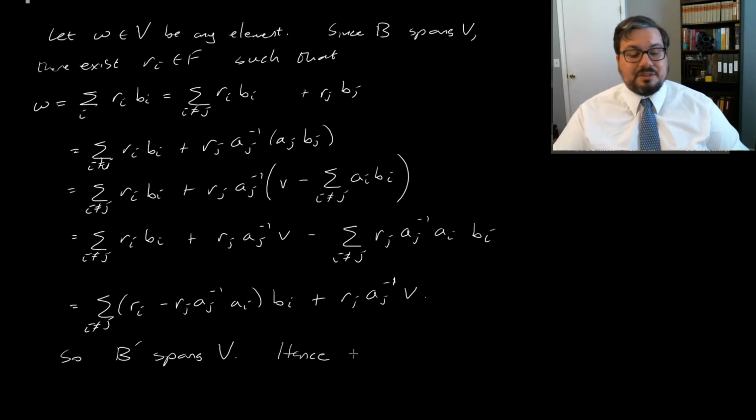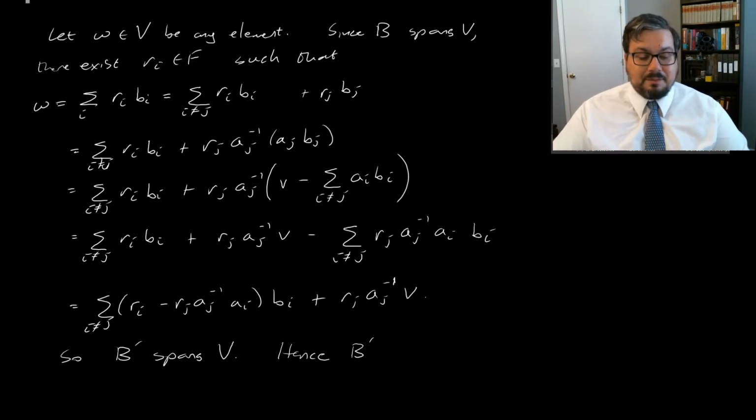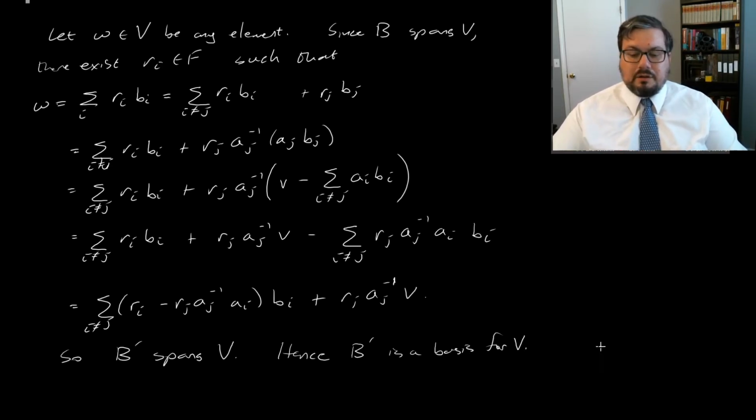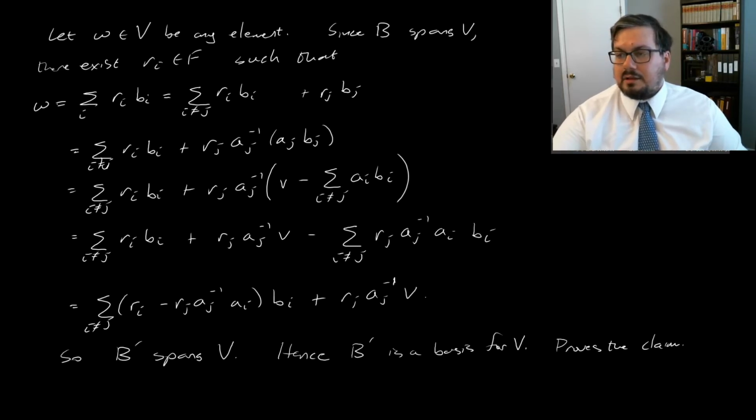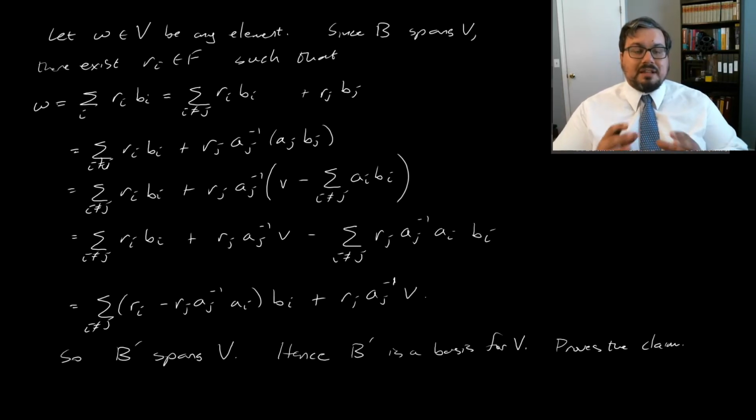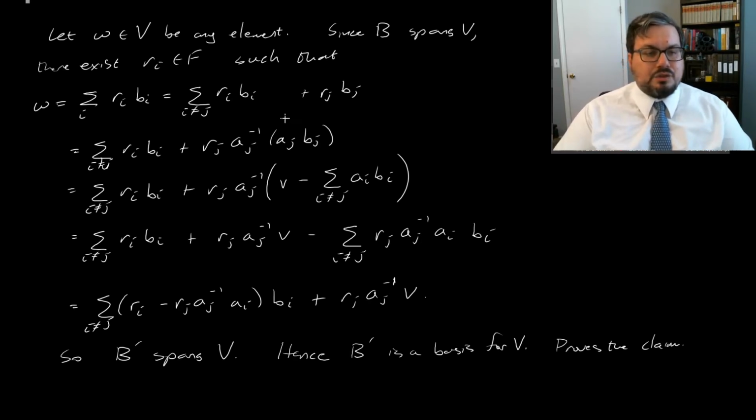Hence, combining these two things, that B prime is linearly independent and spans all of V, we have that B prime is a basis for V. All right, so this proves the claim. Now, once we have the claim, we're going to be able to apply it repeatedly in order to prove the statement of the theorem. So let's go to that.